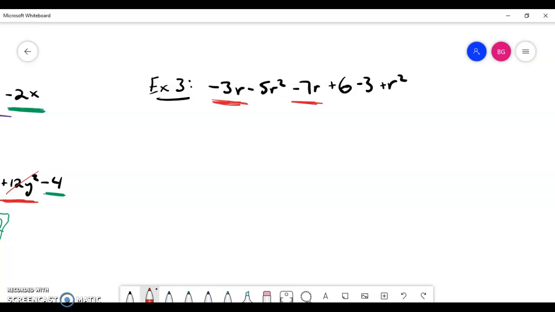Then I got r squared. Well, that's not the same thing. So I know my r's are going to go together. So my r's are together now. Now I'm going to go to my next one.